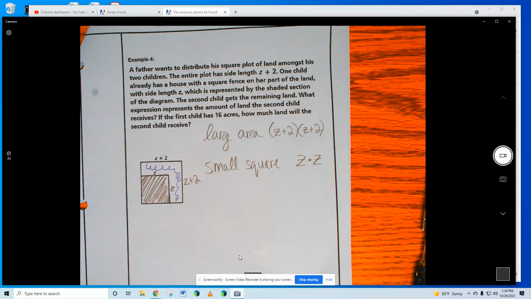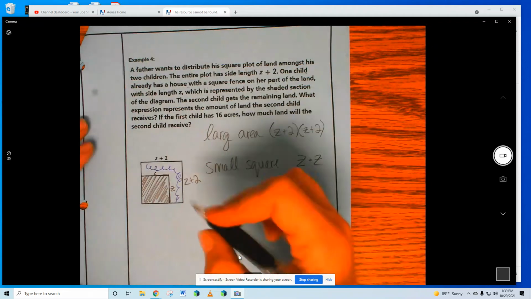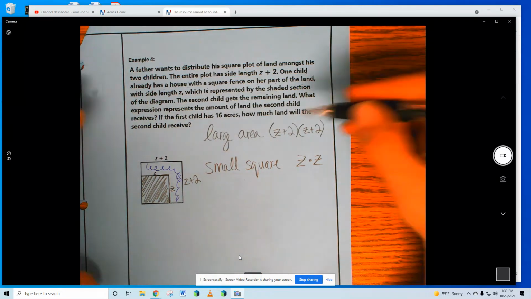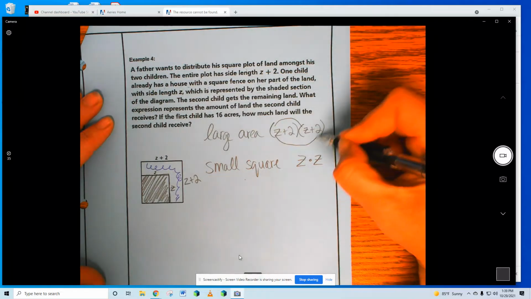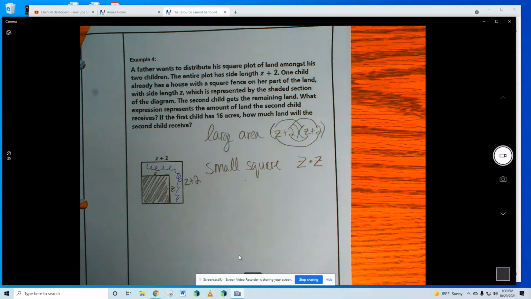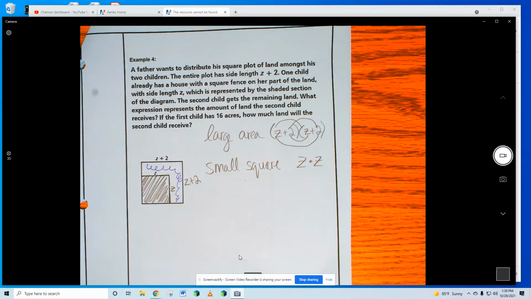Subtract the small area from the large area. Take it out. Just pretend it's not there. Because if it's gone, all I have is this shape here. Good. So I'm going to do the large area minus the small square. I can't leave it in parentheses. Let's FOIL. What's the area of the large, Z plus 2 times Z plus 2?